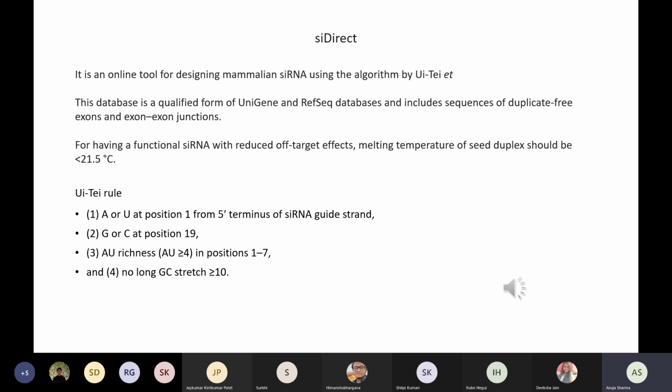To reduce the off-target effects, the temperature is set less than 21.5 degrees centigrade, that is, Tm should be less than 21.5 degrees centigrade. The Ui-Tei rule has four points: first, A or U at position 1 from the 5' terminus of the siRNA guide strand; second, G or C at position 19; third, AU richness in positions 1 to 7; and fourth, no long GC stretch greater than or equal to 10. SI Direct follows these rules and provides some options of siRNA.